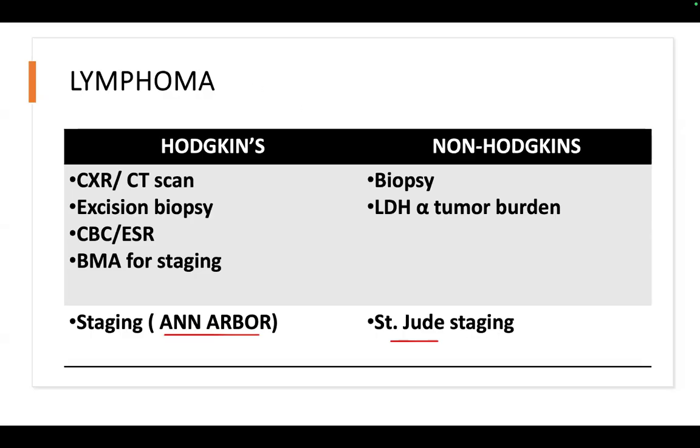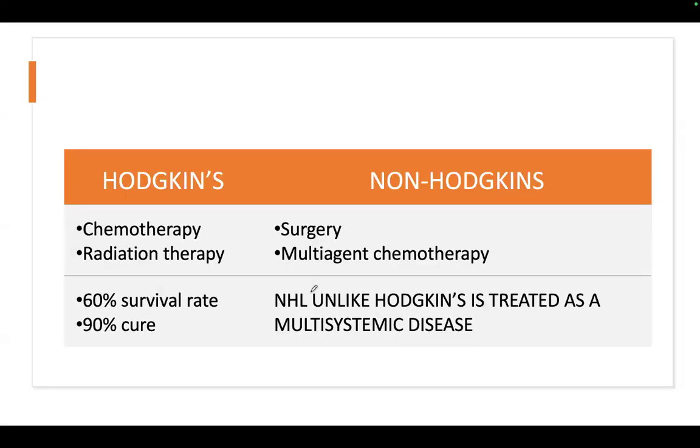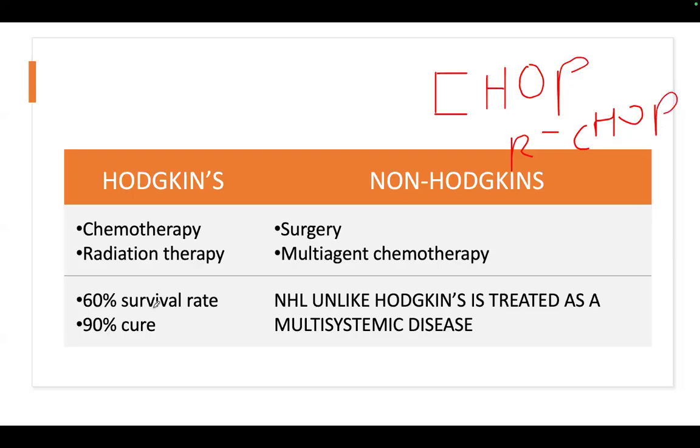staging. Okay, those two. So for the treatment, chemotherapy with multi-agents for both. Hodgkin's has a 90% cure rate, which is good, unlike non-Hodgkin's. Now, I want you to post in your assignments what is CHOP regimen, what is R-CHOP. Okay, this is commonly used for lymphomas.